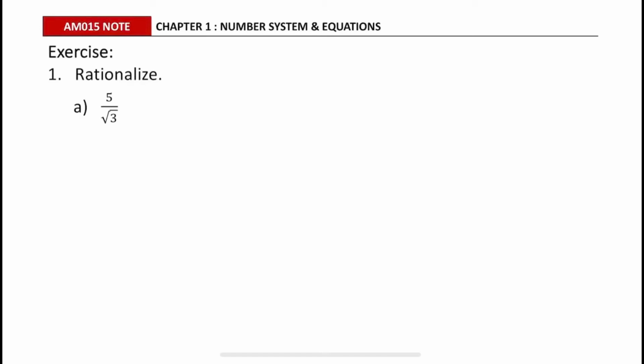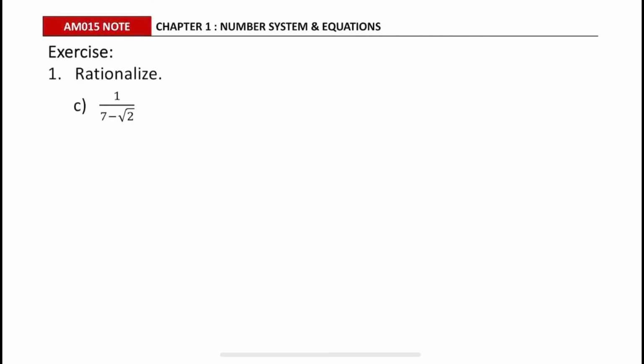For this question, we want to rationalize 5 over square root of 3. In order to rationalize this, we must multiply it by the conjugate of the denominator. Since the denominator is a single surd, square root of 3, the conjugate is itself. Both the numerator and the denominator must be multiplied by square root of 3. After multiplying, we get the answer 5 square root of 3 divided by 3.